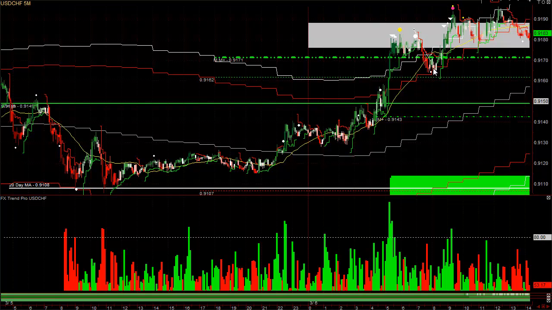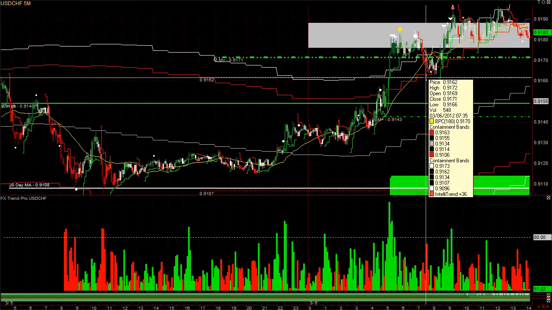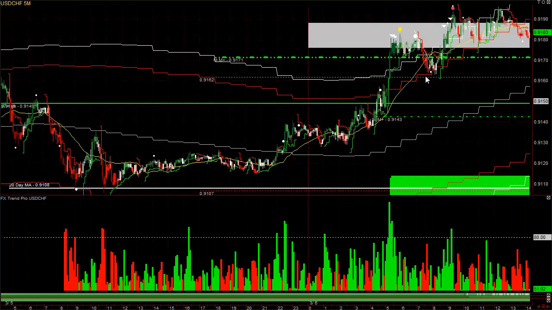You have a nice little pullback right here. If you went long right here with your stop a few pips underneath here, or in this case, even a better stop would be a pip underneath the previous day's high. A lot of times, resistance once broken becomes support, so it's not likely to go underneath there. You always want to draw your fibs on the last wave up to get an idea, and look where it went. Just a few pips shy of that area.